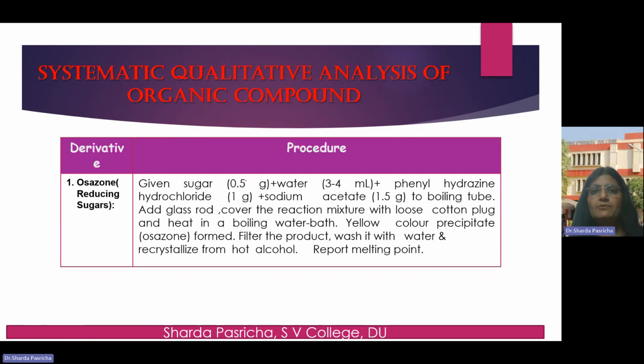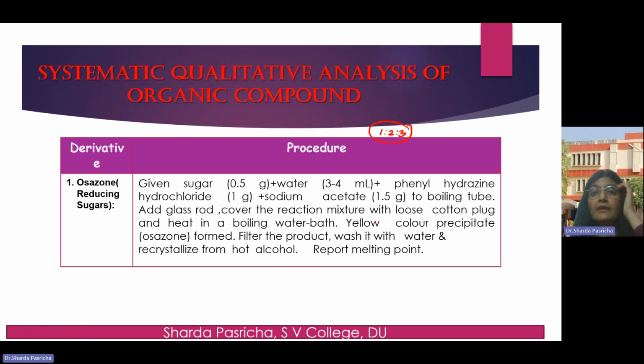So you will take 0.5 grams of the sugar, add 3 to 4 ml of water, and then 1 gram of phenyl hydrazine hydrochloride and 1.5 grams of sodium acetate. So the ratio of the sugar is 1 to 2 parts of phenyl hydrazine hydrochloride to 3 parts of sodium acetate in a boiling tube. Add a glass rod. The neck of the boiling tube is covered with a cotton plug. And then you clamp it vertically in a boiling water bath.